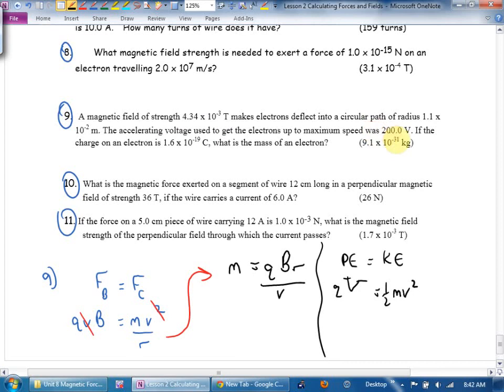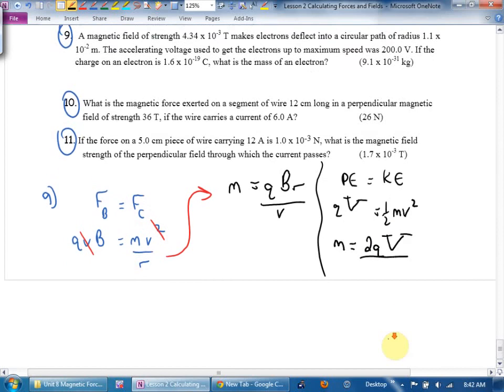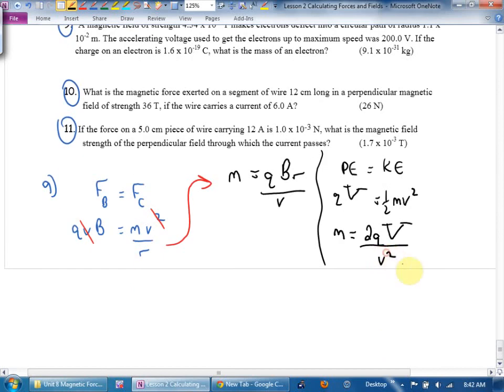Okay, let's get the letter. The problem is if I get the v by itself, I'm going to have an m in my equation. And I don't know m. So I'm going to get really, really clever. I'm going to get the m by itself over here. So I'm going to times by 2 and divide by v squared. Is that okay? m equals 2 Q voltage V divided by, and I'm going to scroll up so you can see, Sally, v squared. Now, how does that help me?